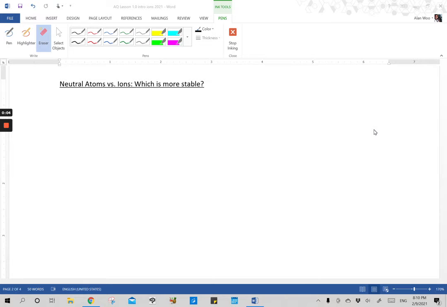Hey there, Chem Squad. We're going to look at neutral atoms versus ions, and we're going to try to figure out which of the two is actually more stable. So let's look at what an actual atom is. For example, let's take a look at these two atoms.